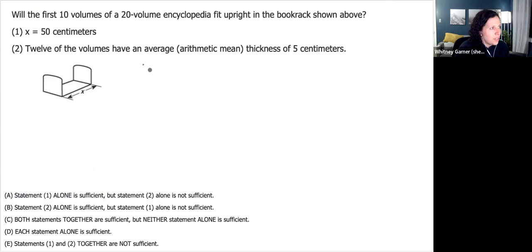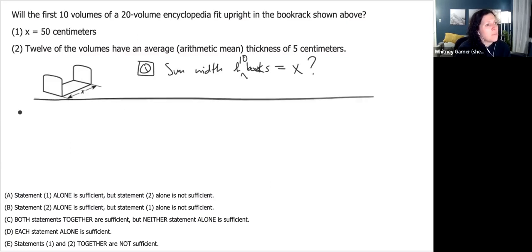So my question is something like: 10 books, the sum of the widths of the books, is that going to equal X? I should have said 10 books. Does that equal X? I don't know, I just want to get it on my paper.